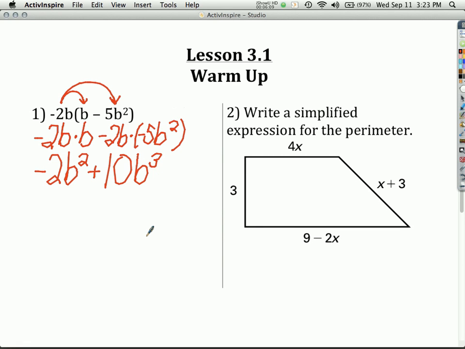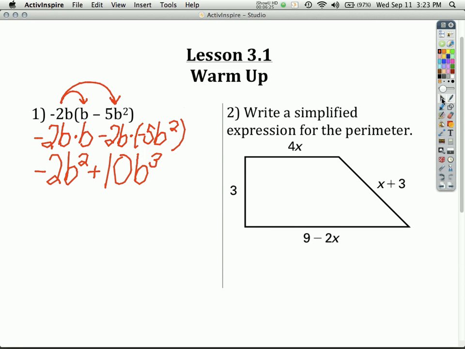So now I'm supposed to combine them, right? So it's negative 2 plus 10, and I get 8b cubed, correct? No. Why can't I combine those? Kadir? The exponents are different. Very good. That was a fantastic explanation. So that's it. That's all I can do.